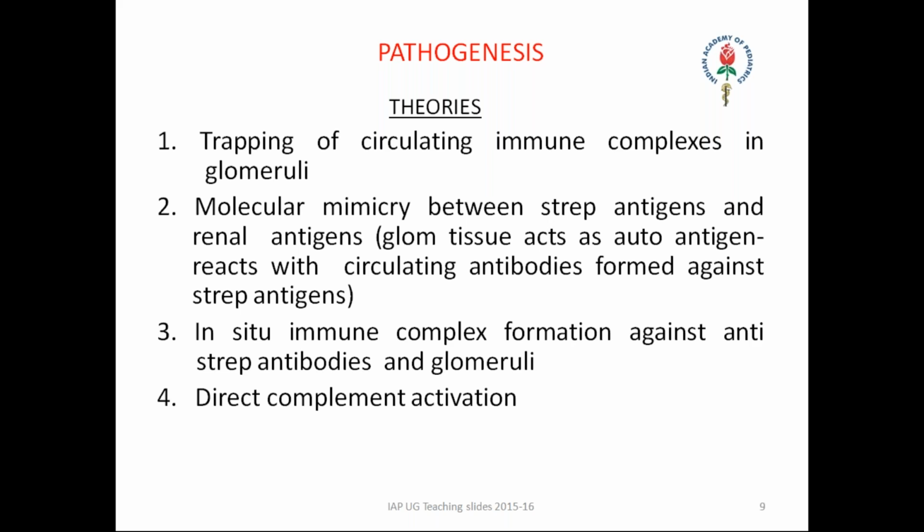So there are renal antigens in the glomerular tissue. There is a confusion, and the antibodies act on both of them. The circulating antibodies are found in the blood against the streptococcal antigens. In situ immune complex formation against anti-streptococcal antibodies and in the glomeruli is also seen. There will be activation of the complement system.